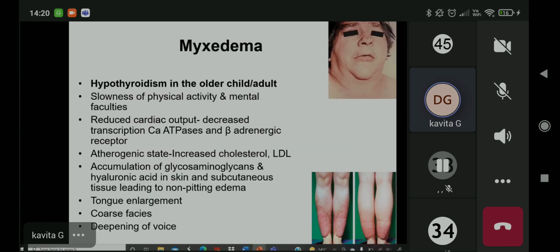Now coming to the term myxedema. Myxedema refers to hypothyroidism in the older child or the adult. As I've mentioned already, there's a slowness of physical activity, metabolic processes, and mental faculties. The patient has a reduced cardiac output, so there is decreased transcription of calcium ATPases and beta adrenergic receptor. There's an atherogenic state. Now, this is because hypothyroids have increased levels of cholesterol and LDL. There is accumulation of glycosaminoglycans and hyaluronic acid in the skin and subcutaneous tissue, which leads to a non-pitting edema.